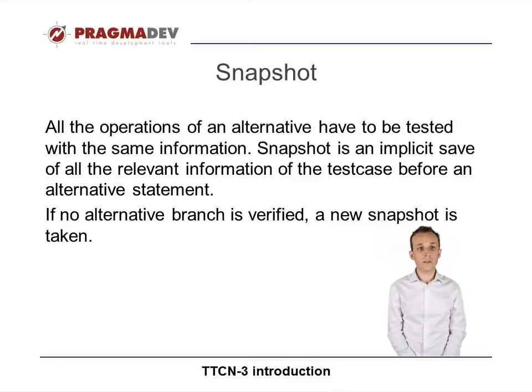All the branches of an alternative have to be evaluated with the same information. A snapshot is a save of every relevant information of the test case. If anything occurs during an alternative, for example, a new message in a port queue, this event will not be used for the evaluation. If no branch is favorably evaluated, a new snapshot is taken and all branches are re-evaluated.